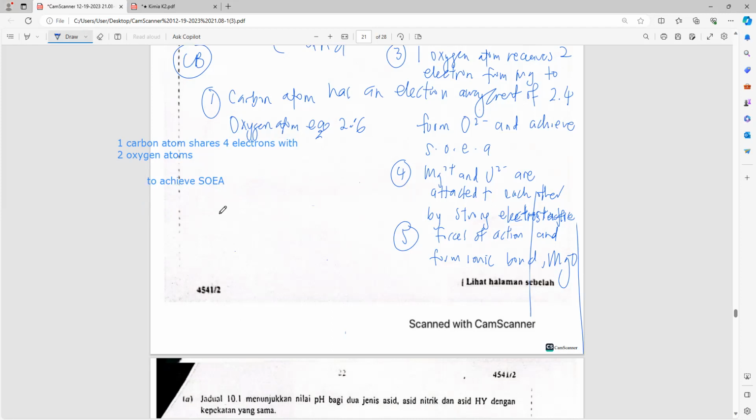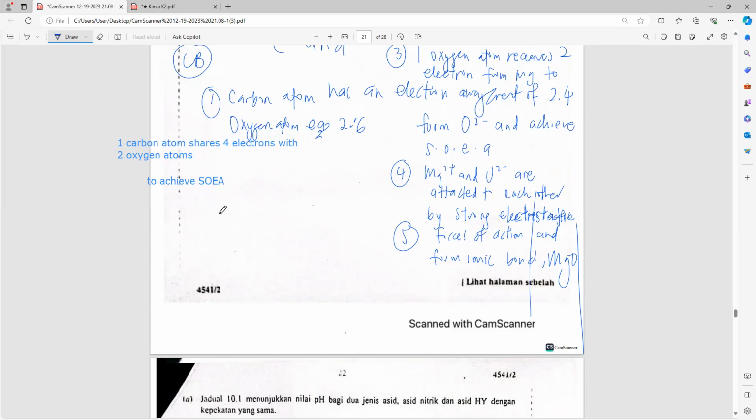A carbon atom contributes 4 electrons for sharing. You must mention that. Last year SPM, if you didn't write like this, no marks. So carbon atom contributes 4 electrons for sharing. Must have the word contribute for sharing.